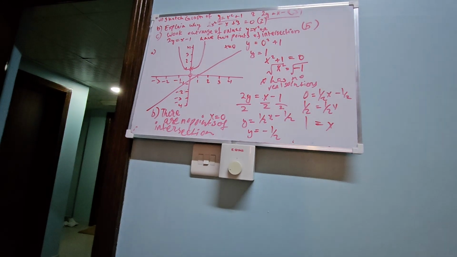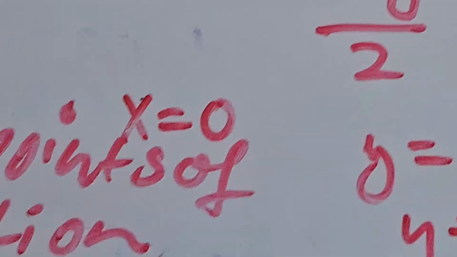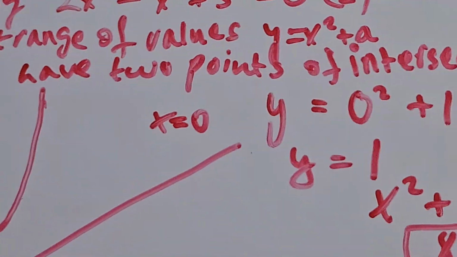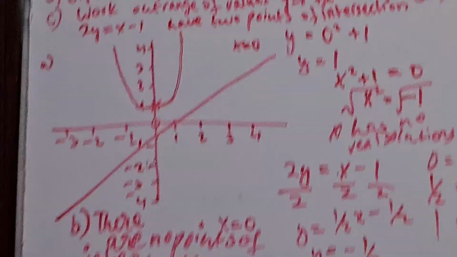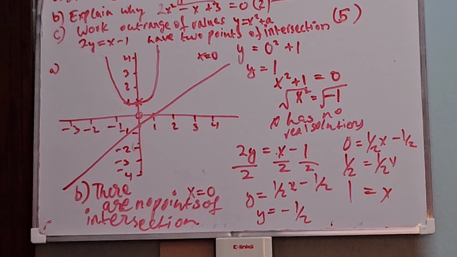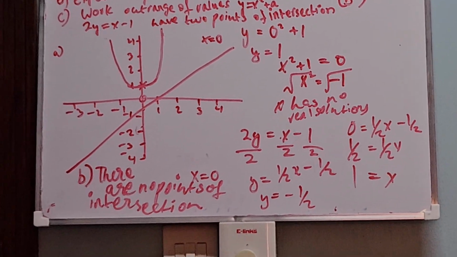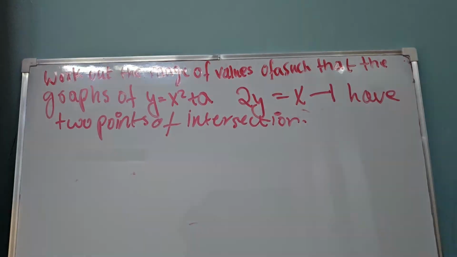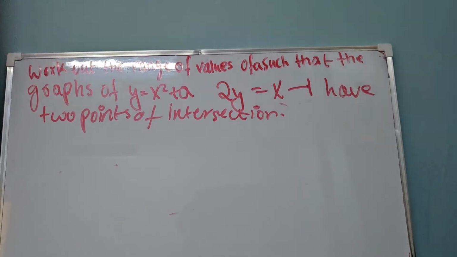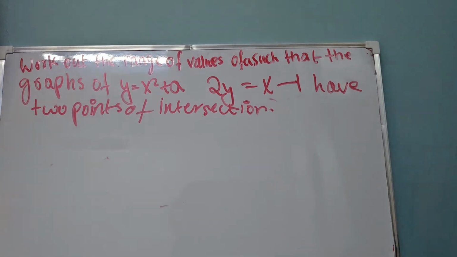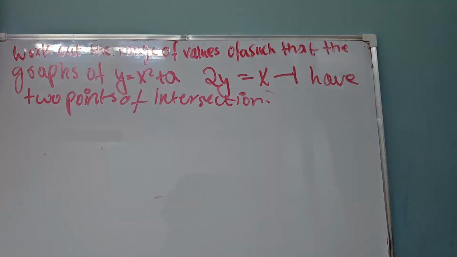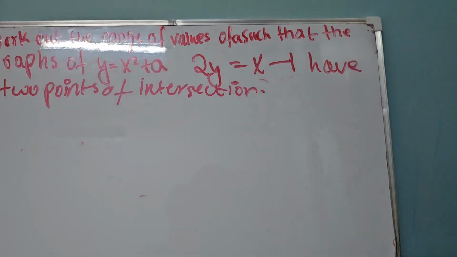Work out the range of values of a such that the graphs of y is equal to x squared plus a and 2y is equal to x minus 1 have 2 points of intersection. So make sure you take a note of this one, okay? Work out the range of values of a such that the graphs of y is equal to x squared plus a and 2y is equal to x minus 1 have 2 points of intersection, okay?